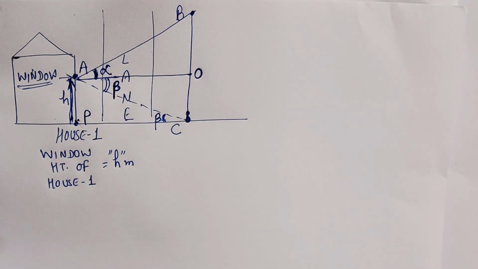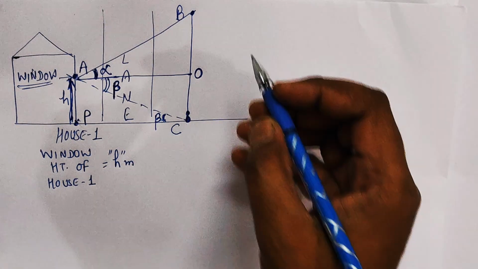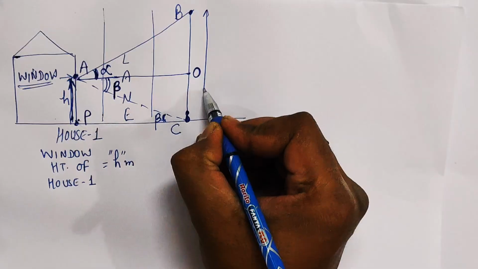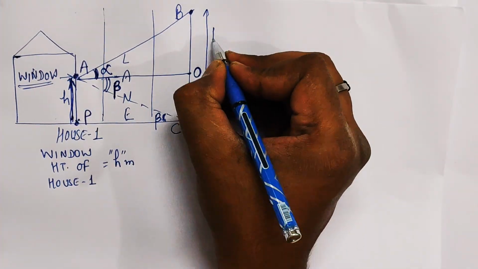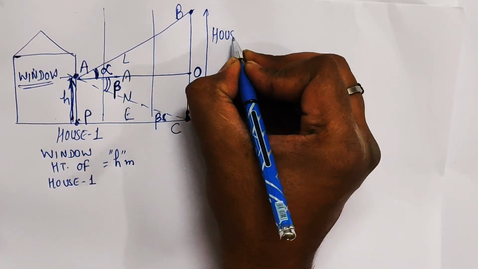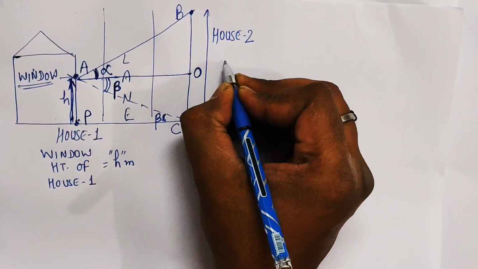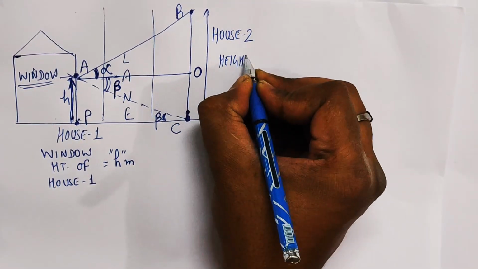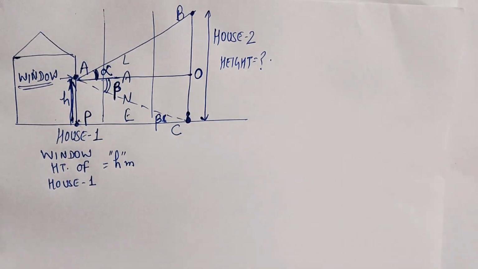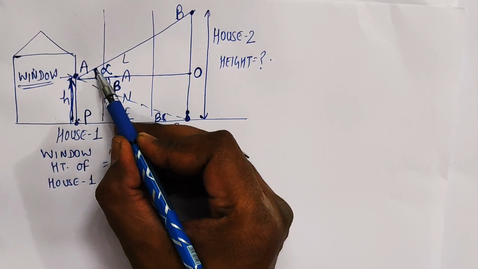Now, what will we do? You can see two triangles are formed, two right angle triangles, triangle AOB and triangle AOC. So first, what we need to find? We need to find the height of house 2. That means the length of BC needs to be identified.